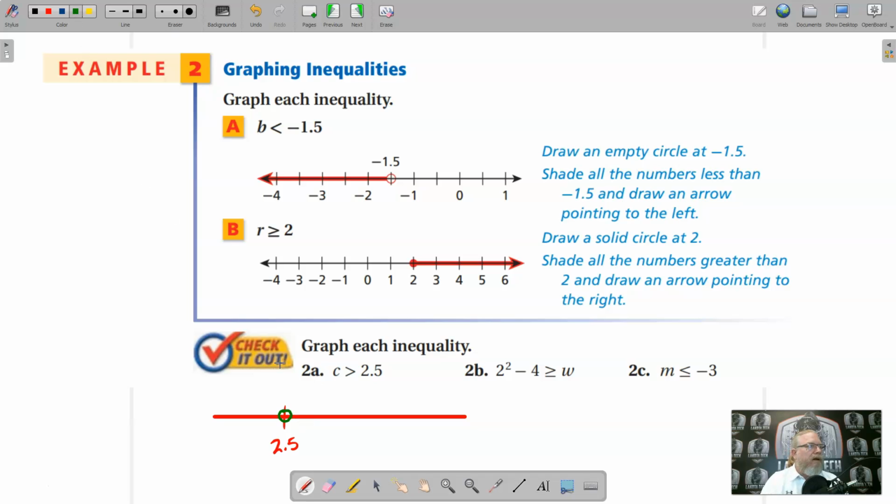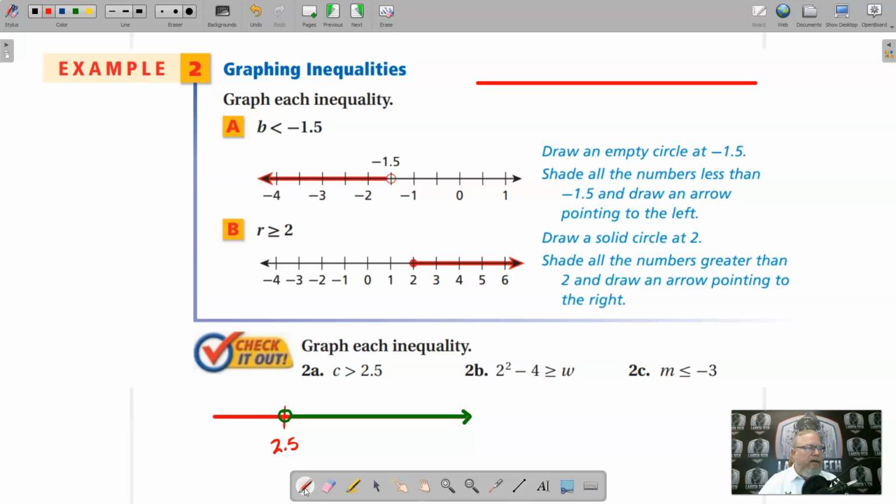And then we're talking about greater than, so we want to shade everything to the right, and then also the arrow to show that all values greater than 2.5 are indeed solutions to c is greater than 2.5. Next, let's go ahead and grab another number line here. We'll put that up here.